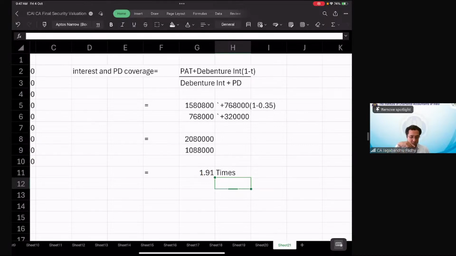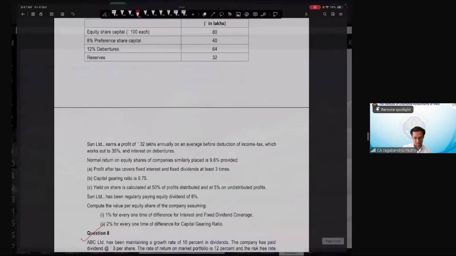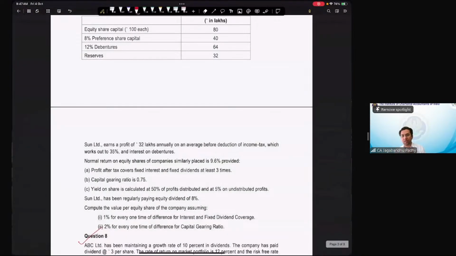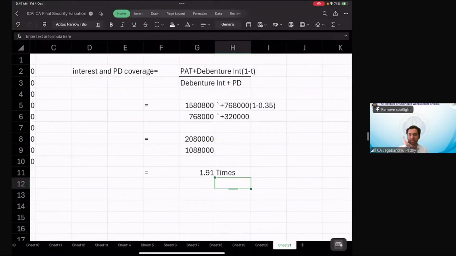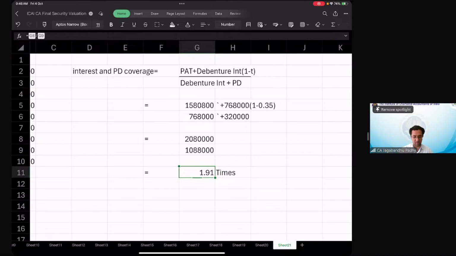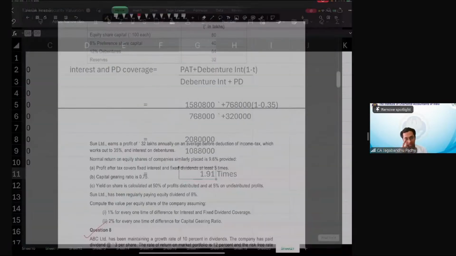Now, here is the term you need to understand: at least 3 times. So if it is more than 3 times, then it works. If it is less than 3 times, then it's a problem. So we need to look at what will be the risk premium due to this coverage ratio of 1.91 times, right? So risk premium is something that will be applicable here.